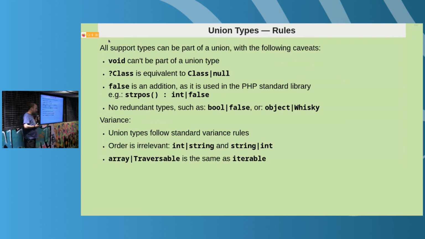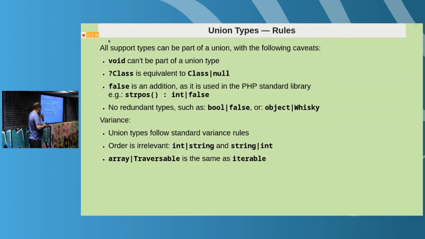We also get false as an addition to the types, but we didn't get true because PHP didn't need it. You also can't duplicate types, so you can't have bool or false because that's a double up, right? If it's a bool, it can also already be false, and PHP will tell you off if you do these things. Similarly, you can't type int, or I should not use the word type int anymore. You can't type things object or whiskey because object is an object, and that's a double up.